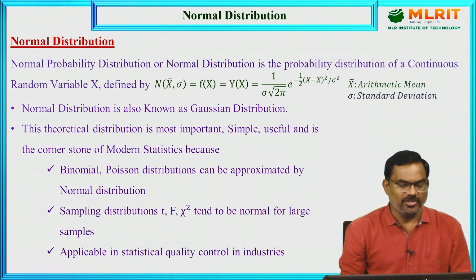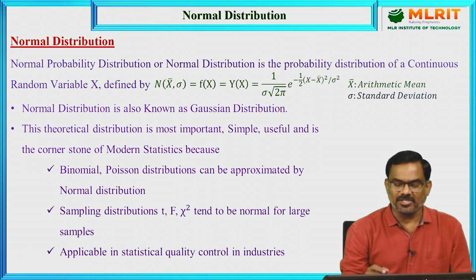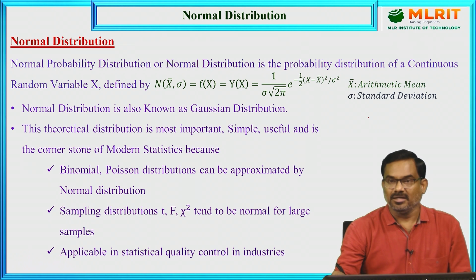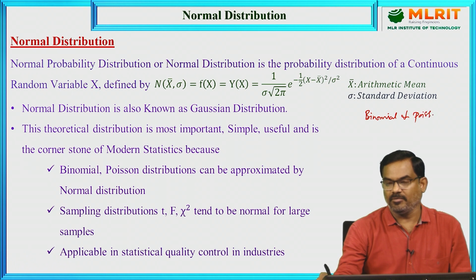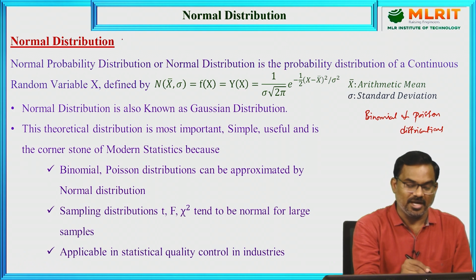Now, coming to the introduction part, the normal distribution is a continuous probability distribution. In the previous sessions, we have discussed binomial and Poisson distributions. These two distributions are discrete probability distributions, whereas the normal distribution is a continuous probability distribution.